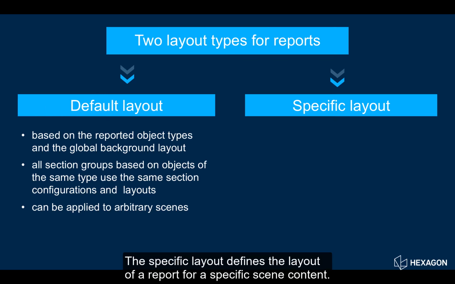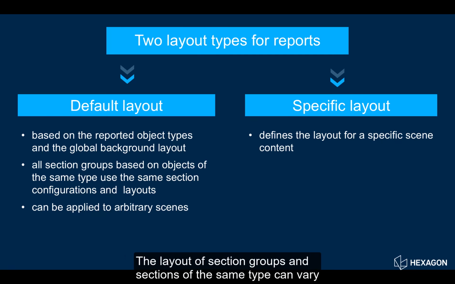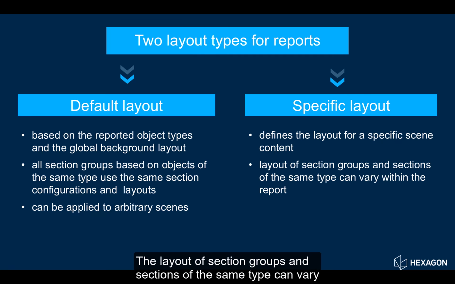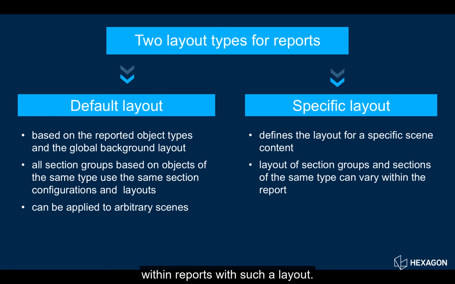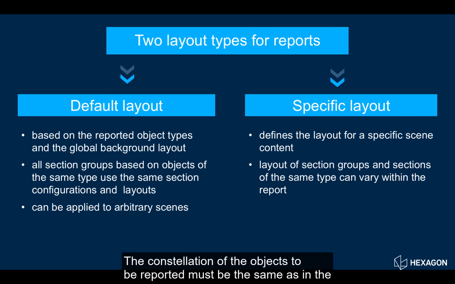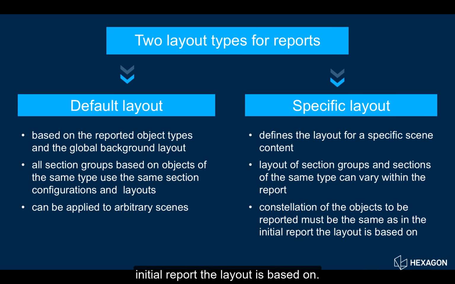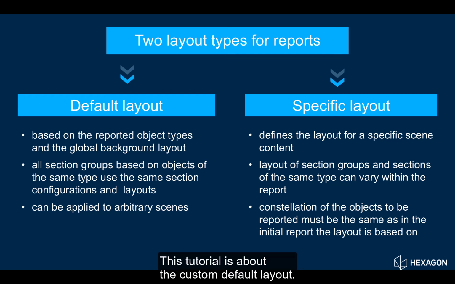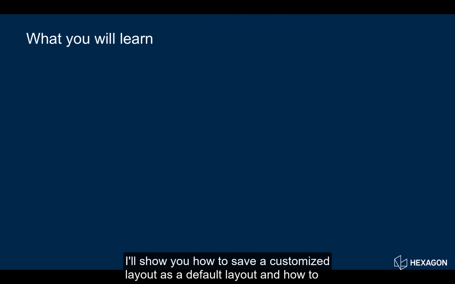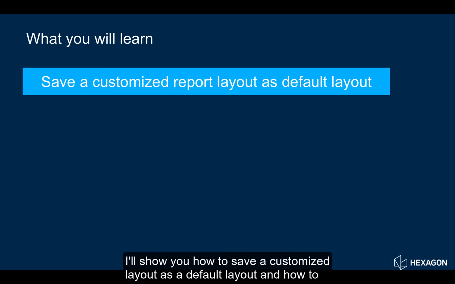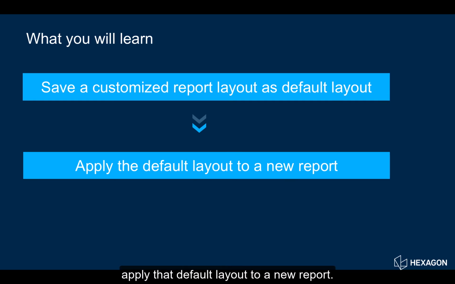The specific layout defines the layout of a report for a specific scene content. The layout of section groups and sections of the same type can vary within reports with such a layout. The constellation of the objects to be reported must be the same as in the initial report the layout is based on. This tutorial is about the custom default layout. I'll show you how to save a customized layout as a default layout and how to apply that default layout to a new report.